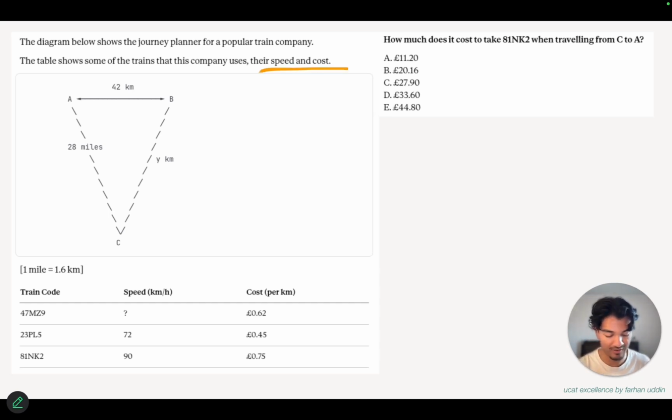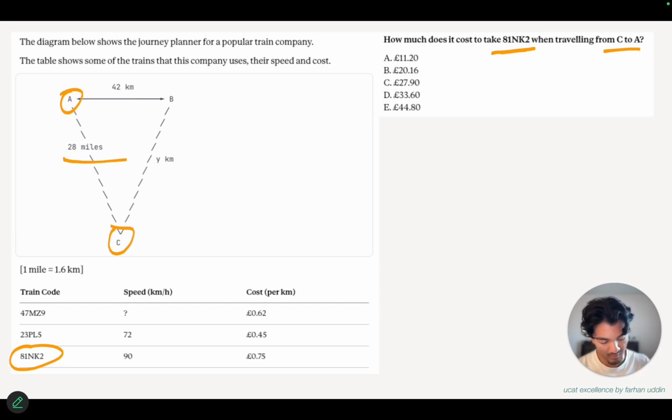There's no fine print here for me to look into, which is fantastic. And then here, we've got the table that shows you the train, the speed at which it travels, and then the cost per kilometer. Lovely stuff. So now we're ready to actually read the question. How much does it cost to take this? So now I know I need to look here to travel from C to A. C to A, which is 28 miles.